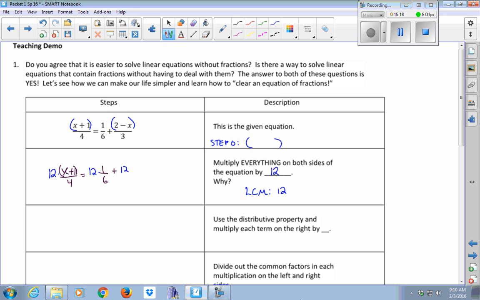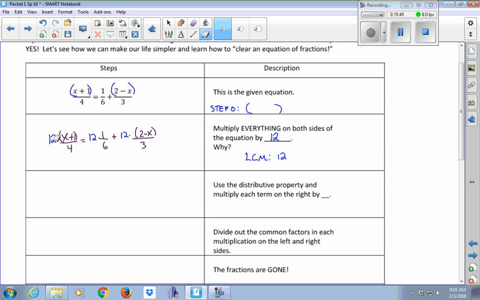This is a really hard habit to break, this idea of wanting to change everything to the same denominator. And it will take you a little while to be convinced that it's much easier. So my first step, step 0, is to put parentheses around all my numerators that have more than one term. Then I find my lowest common multiple, and then I stick it in beside each one of my pieces of my equation, which we call the terms on both sides.